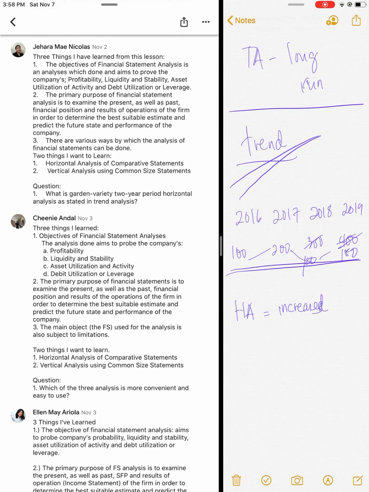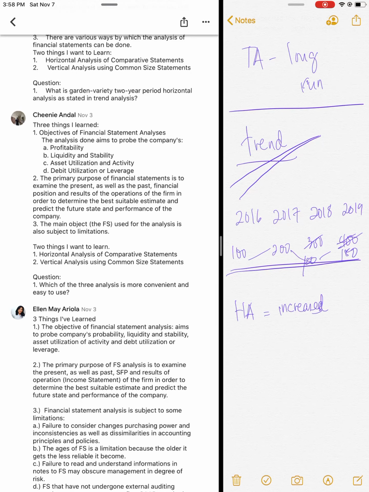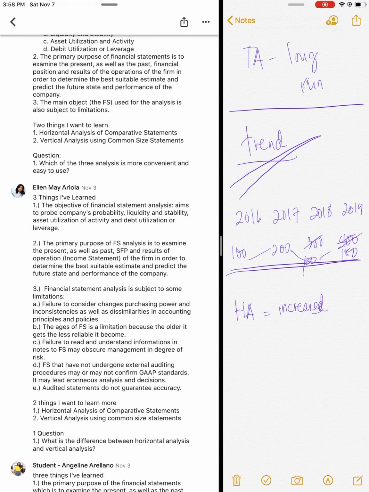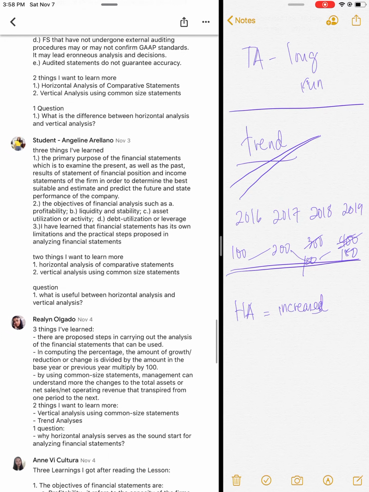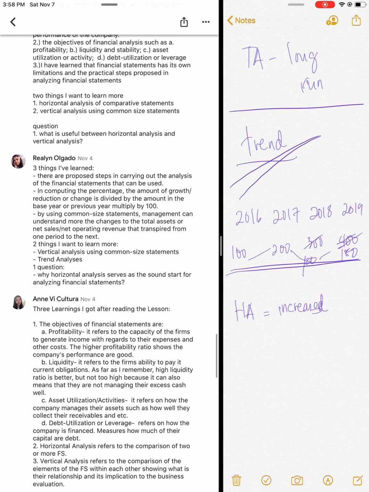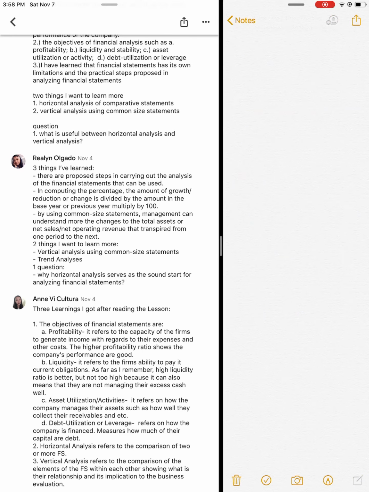Chihara, garden variety, already answered that. Chini, which of the 3 is more convenient and easy to use? Again, I'll go for the vertical analysis just to answer the question. Ellen, what is the difference? Already answered that. Angeline, what is useful between horizontal analysis and vertical analysis? Parehas pong magkagamit yan. Why horizontal analysis serves as the sound start for analyzing financial statements? Okay. Yung question na Realin, horizontal analysis serves as the sound start for analyzing financial statements.